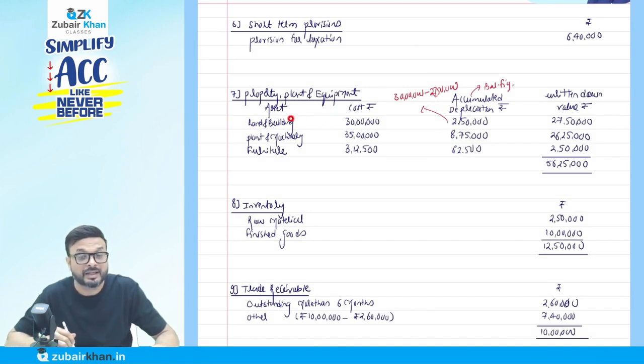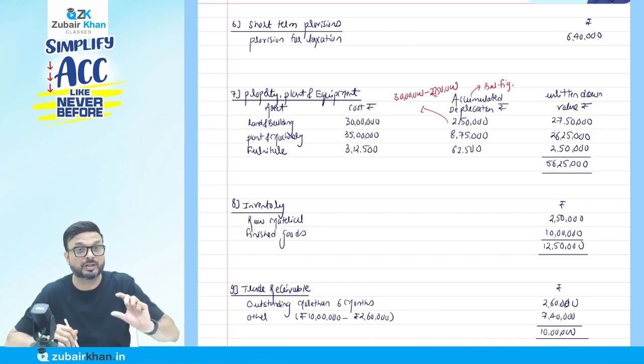No, it was land and building. So there is a depreciation on the building portion only, not on land. This is the value of both of them, land and building, but they don't charge depreciation on the value of land. They charge depreciation only on building.